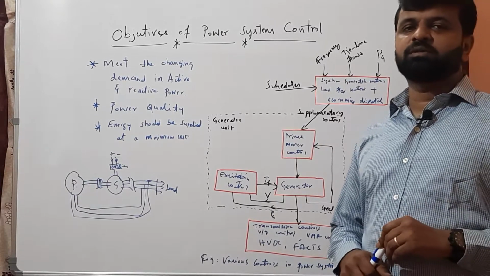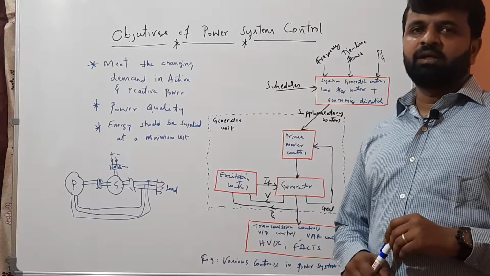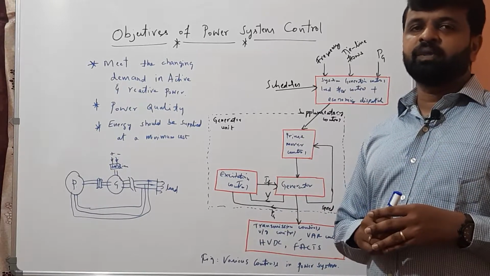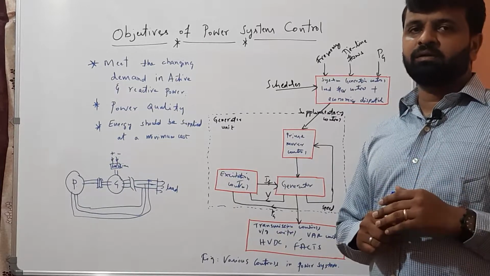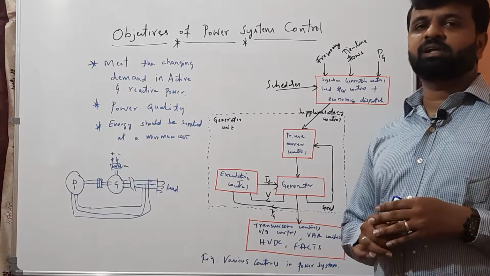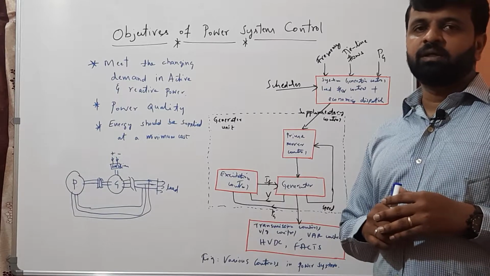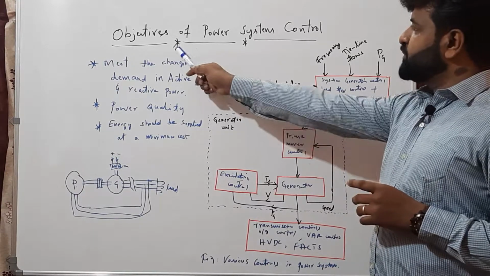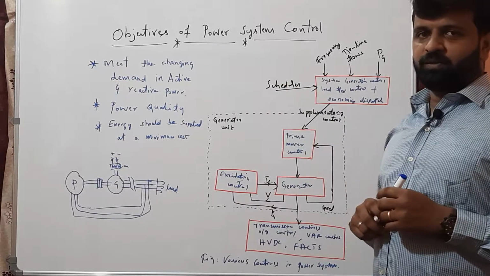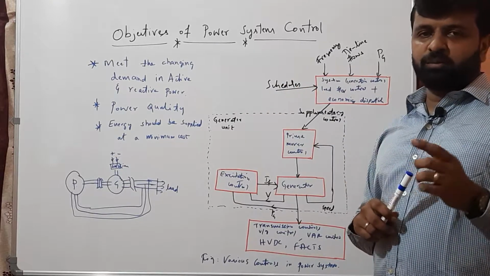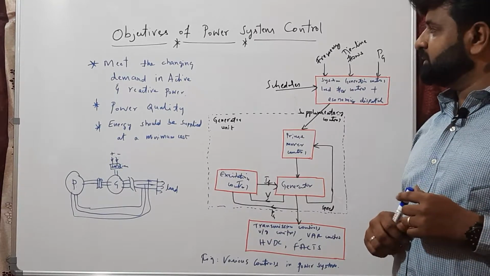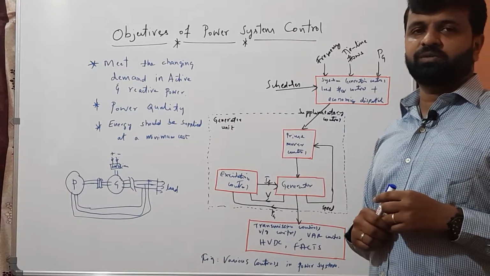So we know how the 5 states are classified and how we maintain the normal state. Always, depending on certain qualities, that is, certain constraints, we should maintain them. Coming to the next topic today, it is objectives of power system control. For the fundamental requirement of maintaining power system control, we require certain objectives. So here we have listed out certain objectives.